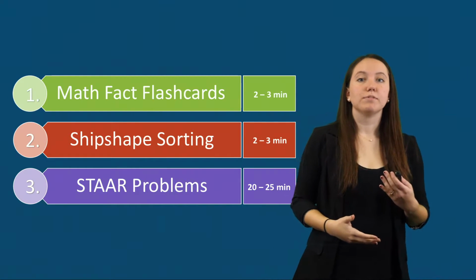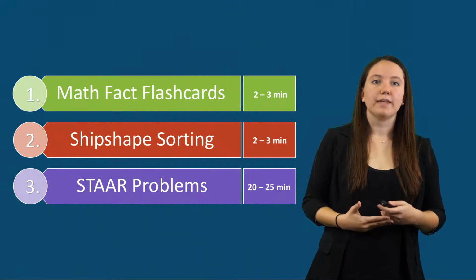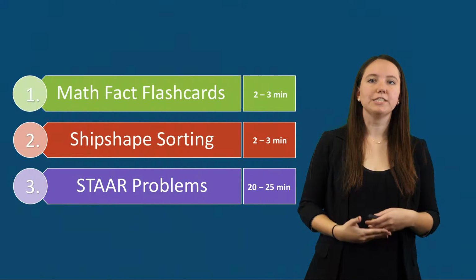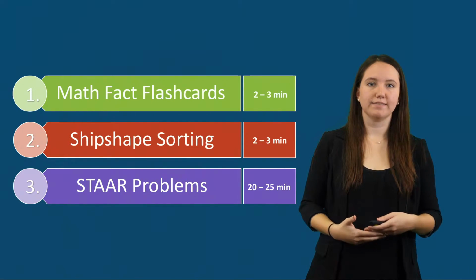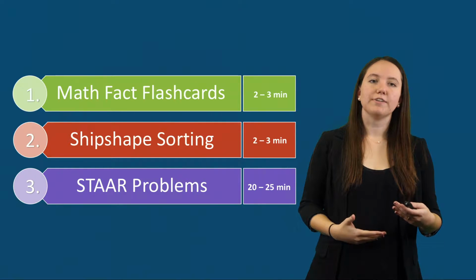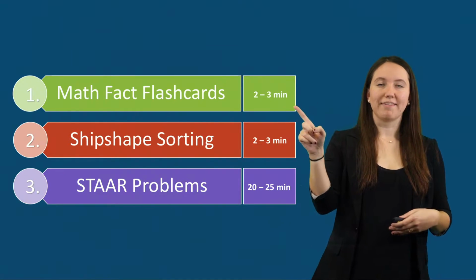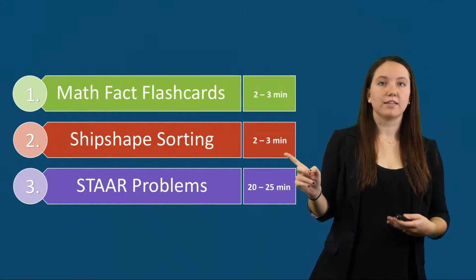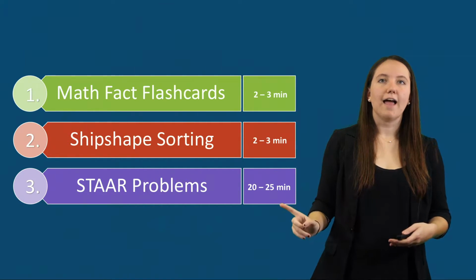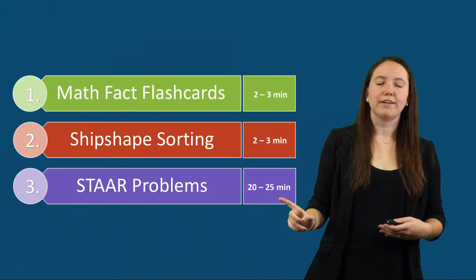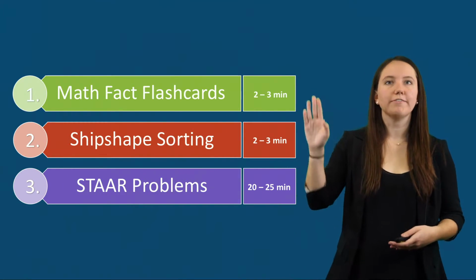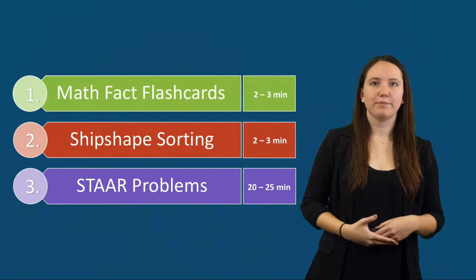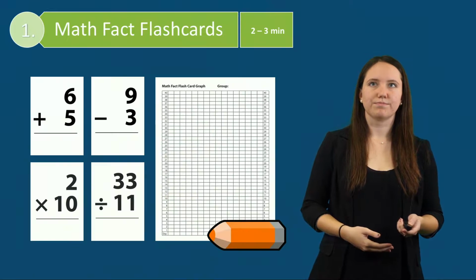Each STAAR intervention lesson is implemented 3 times per week for 6 weeks, and each lesson lasts 30 to 35 minutes. Each lesson has 3 components: Math Fact Flashcards, which is a 2 to 3 minute activity; Shipshape Sorting, which is another 2 to 3 minute activity; and STAAR Problems, which are a 20 to 25 minute activity. I'll review each of these components on the following slides, and you can see our other videos for more information on each of these activities.